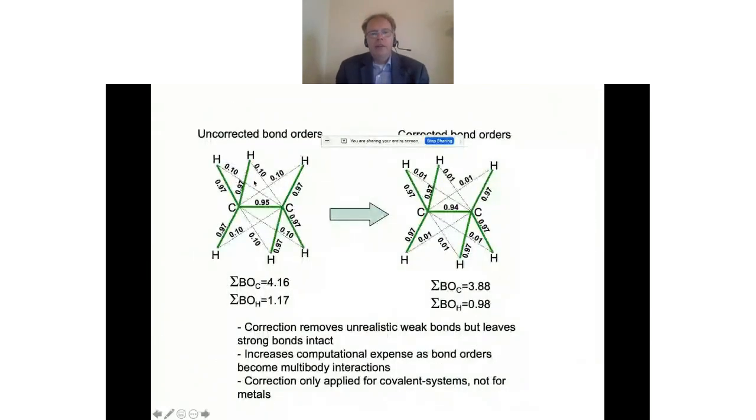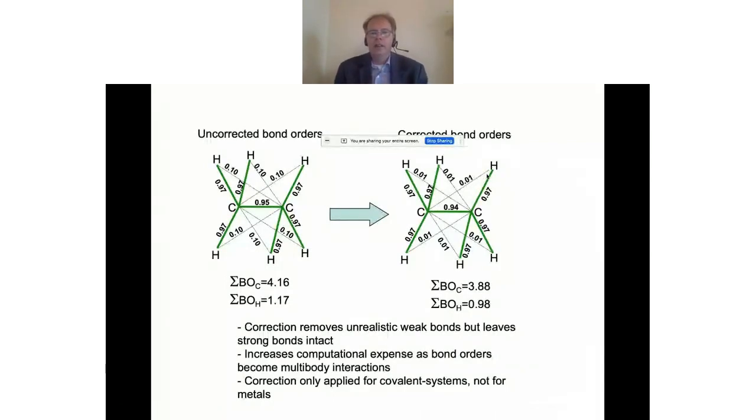And so this is pretty much a sort of a cleanup concept. This is what we have on the left, our uncorrected bond orders. Once we correct them, we get a much better physical picture. Those 0.1 bond orders have gone down by a factor of 10, and now they don't provide too much attraction.